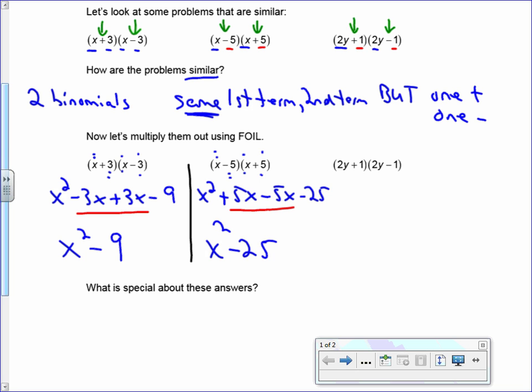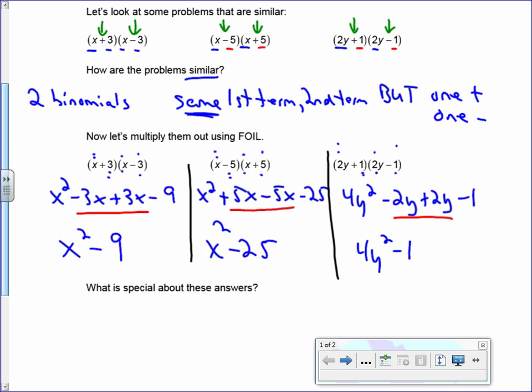We'll do one more just to make sure we are really seeing what they have in common. 2y times 2y is 4y squared. Outer, 2y times negative 1 is negative 2y. Inner, 1 times 2y is 2y. And last, 1 times negative 1 is negative 1. And here, the two middle terms again cancel out, and we get 4y squared minus 1.